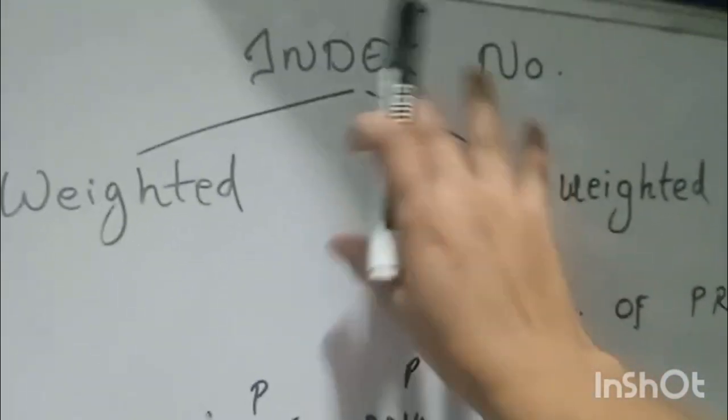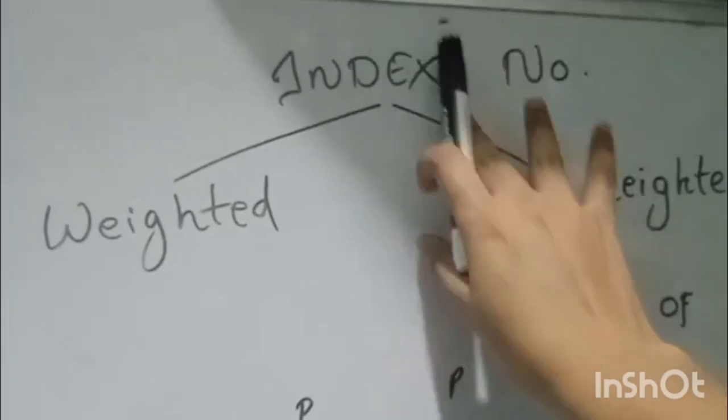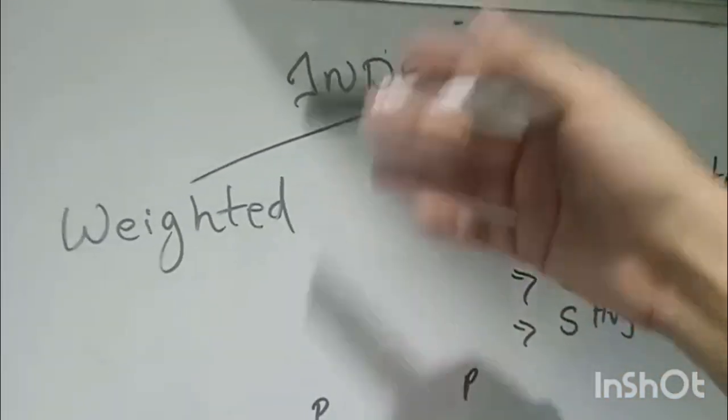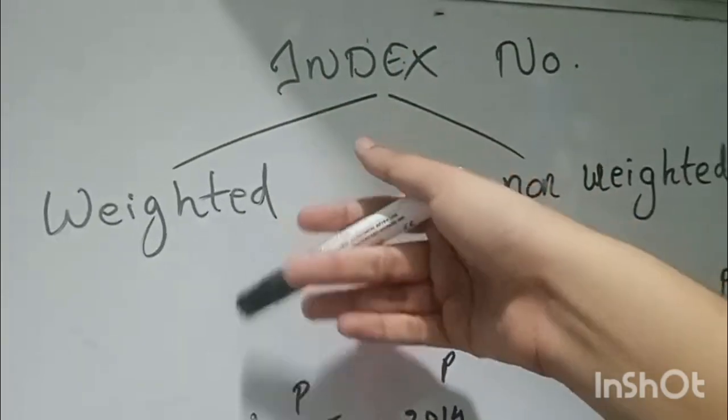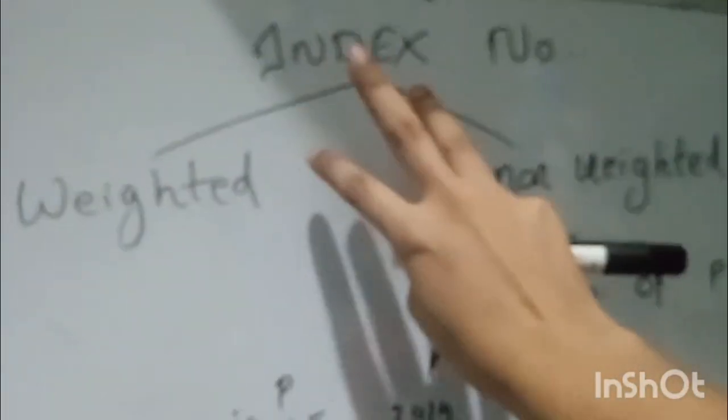Two methods to find index number. Now, what is an index number? It is a statistical tool that is used to measure the change in the price, change in the quantity, change in the value. As we know, there are three types of index number.